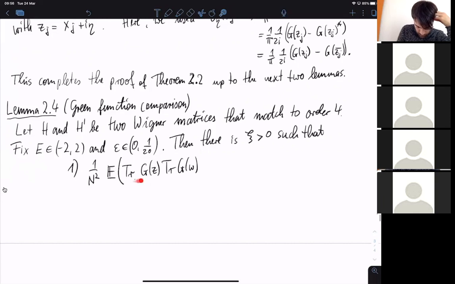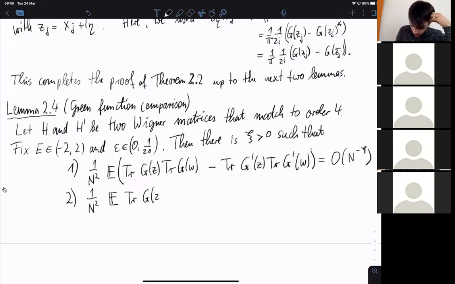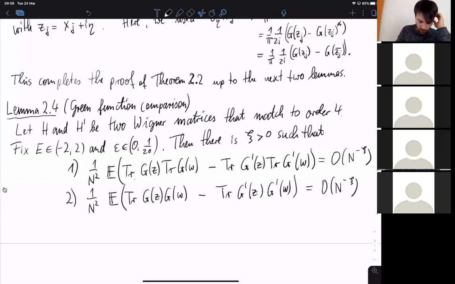But now we have the trace of the product of the resolvents, G(w) minus trace G prime(z). So this is not the derivative, but this is the resolvent of the second Wigner matrix. I will recall it in a second.